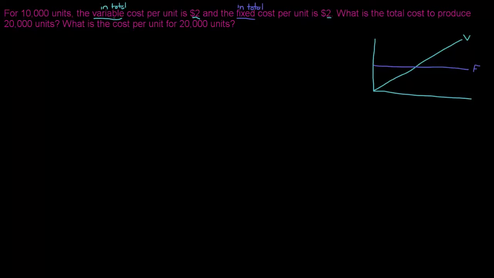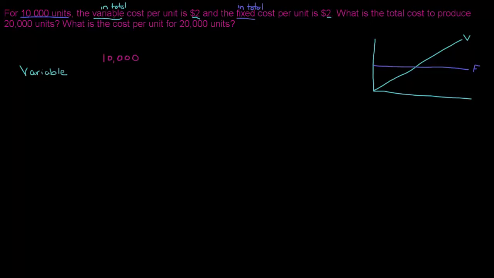Even though we're expressing these in unit cost, you've got to think about the bigger picture of what's happening, because this is only valid for 10,000 units. This is not going to be valid for 20,000 units necessarily. So first, let's look at the total cost to produce 10,000 units. My variable cost is $2 per unit, so let's say variable.